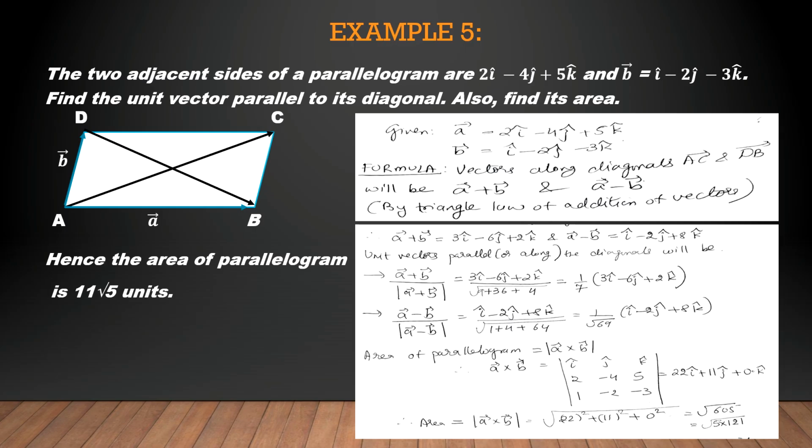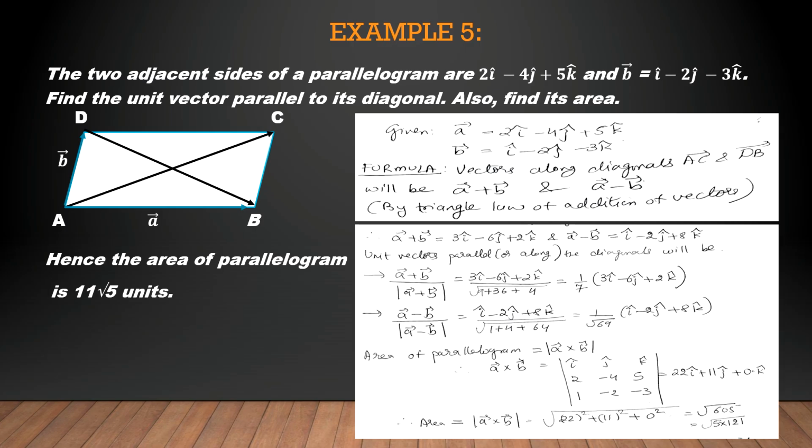The second diagonal is DB, correct? So how will you get DB? DB is DA plus AB. Again, I'm telling you that cross product is not commutative. Hence, AD and DA are opposite vectors. So DA is minus of AD, that means minus vector B. So your diagonal DB is minus B plus A, or you can say A minus B. Then by simple vector addition, you can get the components of the A plus B and A minus B vectors.